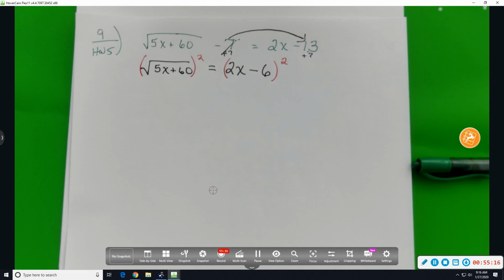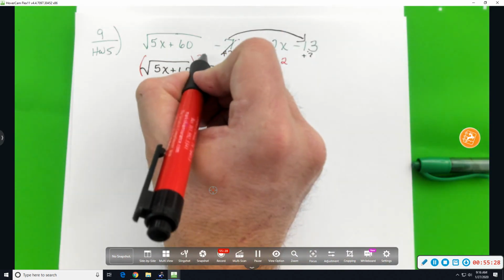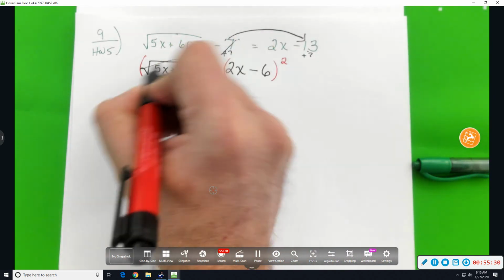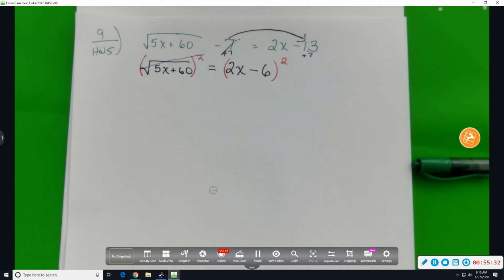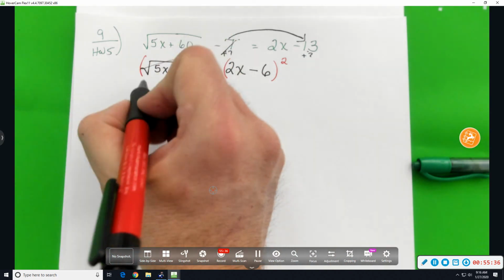And the left-hand side simplifies really easily. The square root and the square cancel, leaving just the 5x plus 60 on the left.